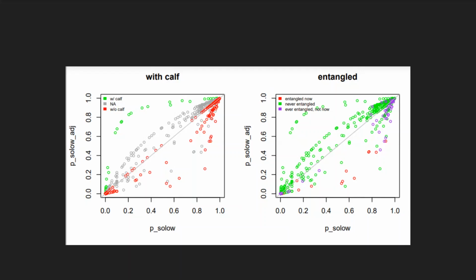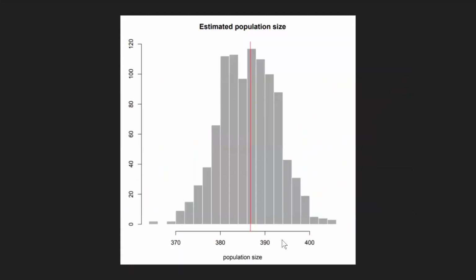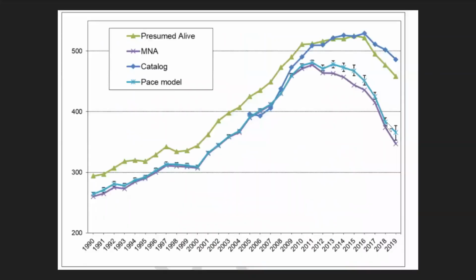And then we simulate, wanting to account for the whales that we have not been able to see, and those numbers lie between 380 and 395. And these are the results from last year's conference. And then we can see that our number aligns with the M&A and PACE model predictions. And it shows the context of where our number is.